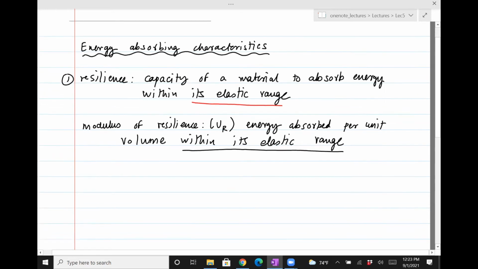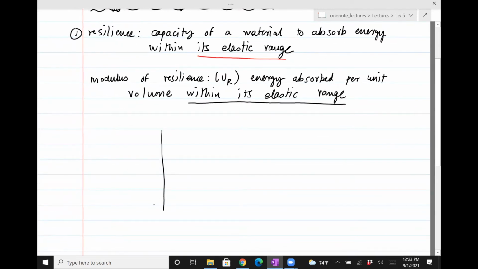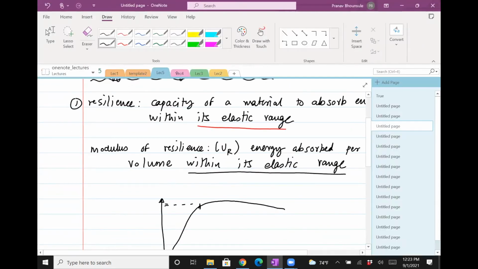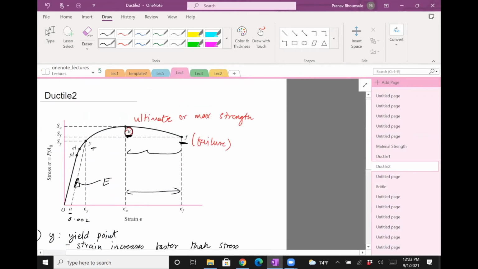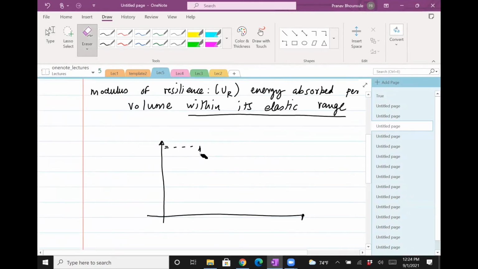Okay, so when we look at the curve for a material, when we did the tension test, it would look like this, right? So what we are interested in is only up to the elastic range. So we look at the yield point. If you recap, if you go back to lecture 4, we had the yield point. And after that, the curve starts becoming non-linear. And so we want to focus our attention till that point, and we want to find the energy using that particular point. So I'm looking at the yield point.